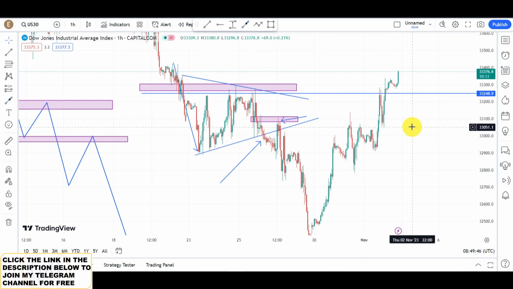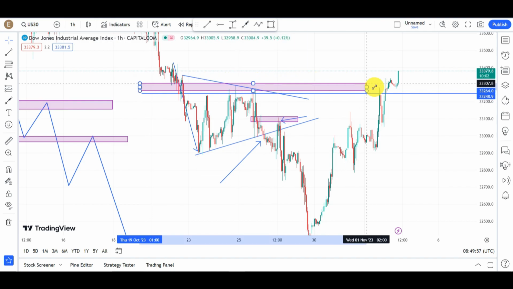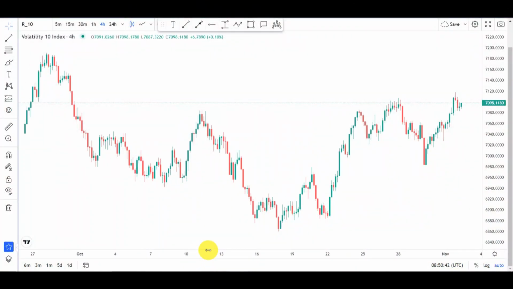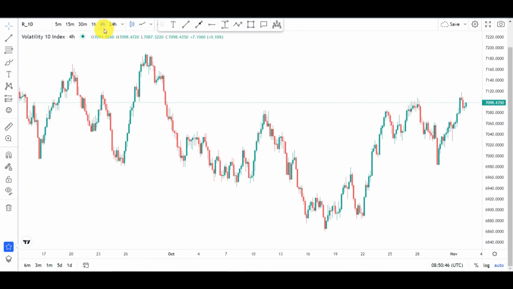Now guys and girls, that is what I thought I should share with you today on US 30. Now let us go back to synthetic indices and do some analysis and see any entry opportunities that we may get today. Now this is volatility 10 index, and currently we are on the 4-hour time frame.